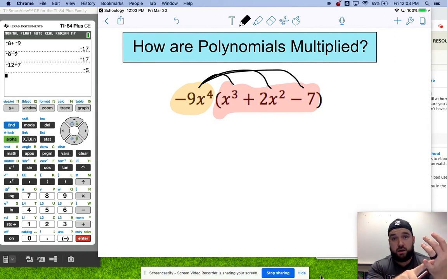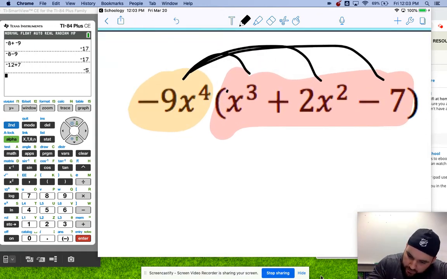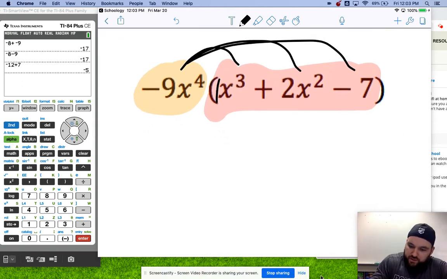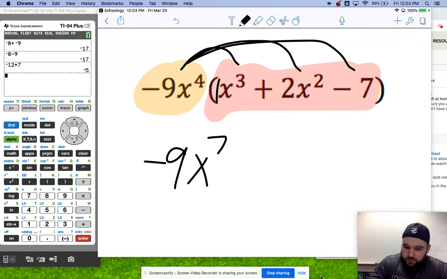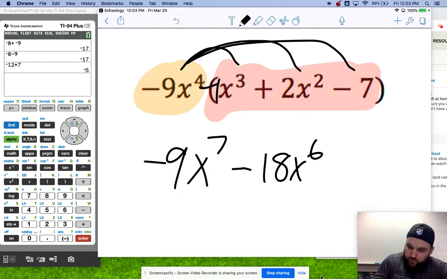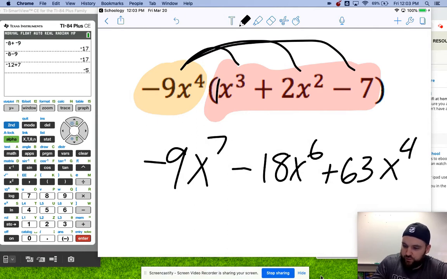So I'm going to multiply the whole numbers, or the coefficients, together, and I'm going to add the exponents of the variable x together. Here, it doesn't say 1x to the third, but I like to think of it as 1x to the third power. So negative 9 times 1 is negative 9. I have x to the fourth combined with x to the third, so it'll be x to the seventh power. Negative 9 times 2 is negative 18, and that'll be x to the sixth, because I have 4 with 2. And finally, negative 9 times negative 7 is positive 63. I have x to the fourth with no additional x's here, so it just stays x to the fourth power.